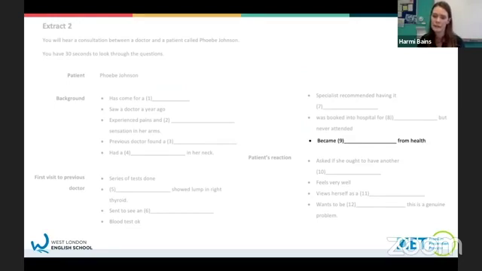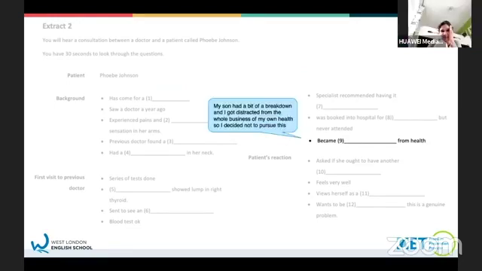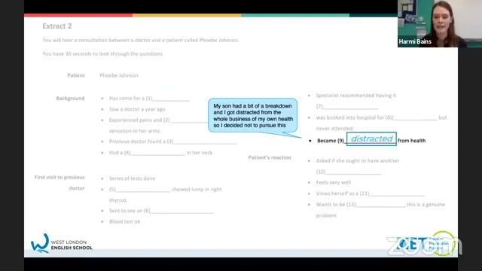I missed that one, sorry. That's all right. I was lost. So I decided not to do this. Distracted. Correct. So she's saying, I got distracted from the whole business of my own health. So we've got "I got," which is the same as "became," and then health. So distracted. Good.